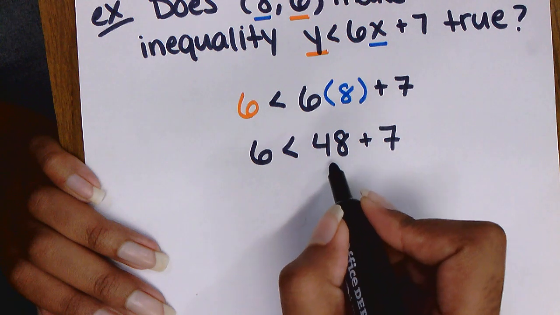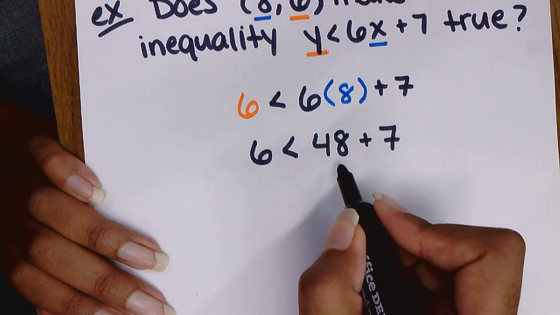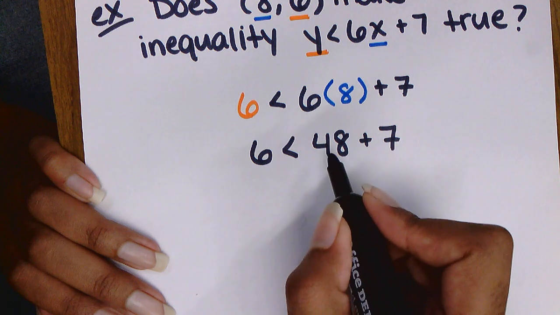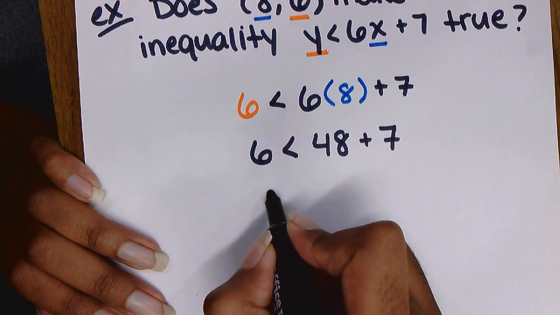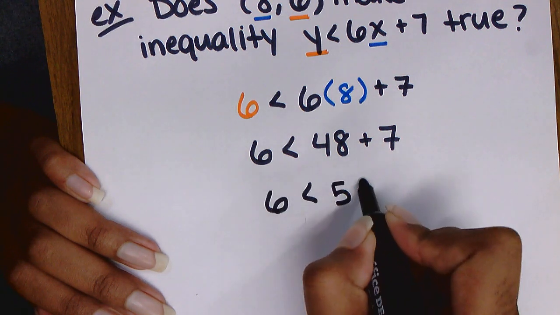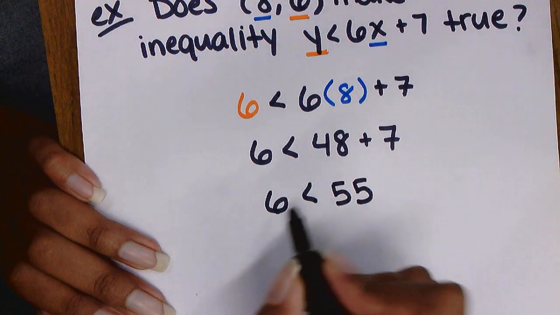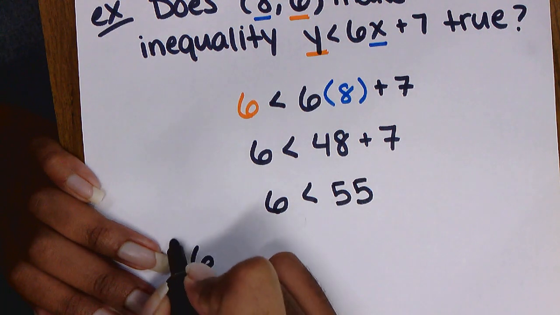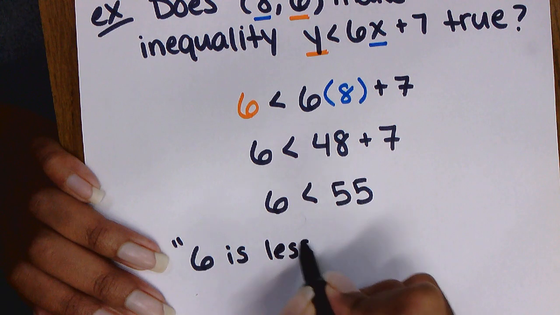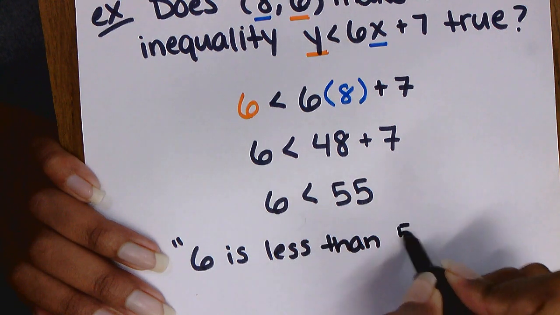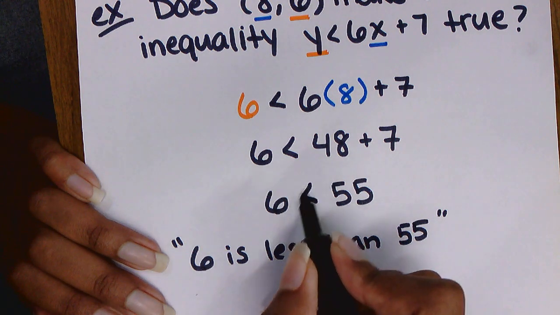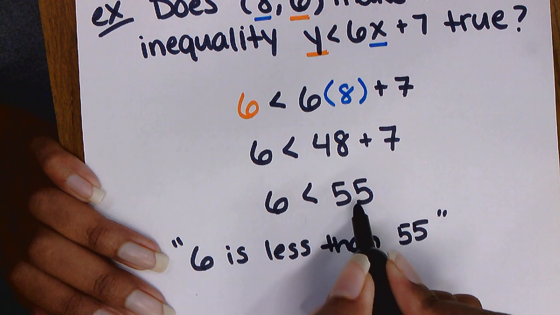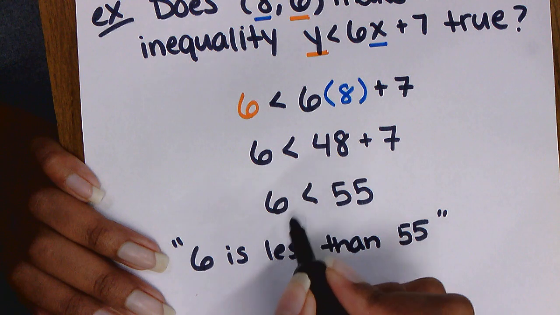And then I'm going to continue to simplify the right-hand side of my inequality. So 48 plus 7, well, I know 48 plus 2 will get me to 50, plus another 5 will get me to 55. So now I have this inequality that says 6 is less than 55. And I know that 6 is the smaller number because the inequality symbol is pointing to it. And I know that 55 is the greater number, or so it claims, because the alligator is eating it, right?